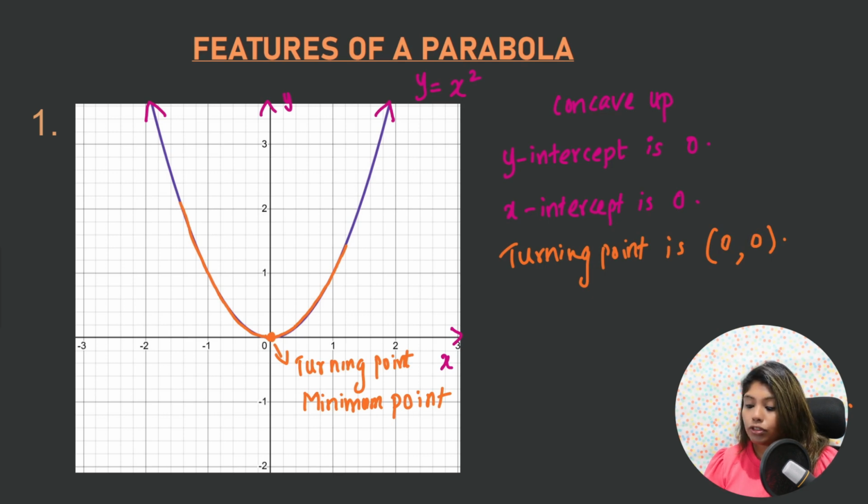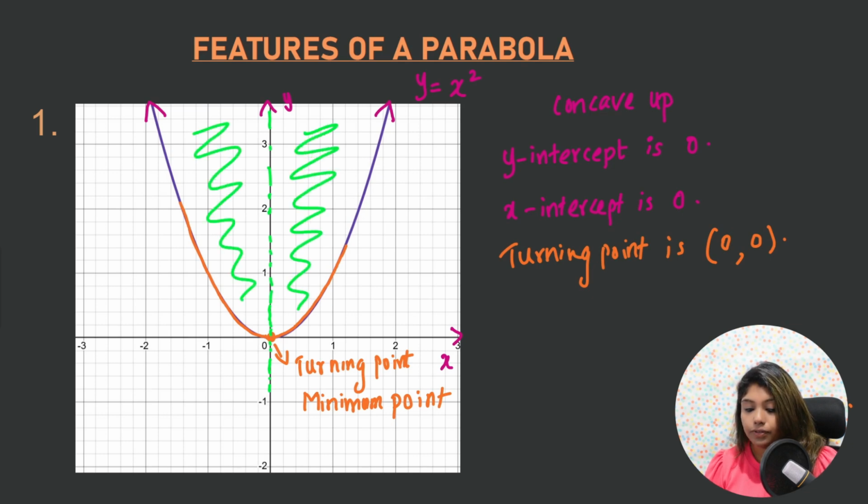Moving on to the fourth feature, which is one of the most important features as well. You can see that all these parabolas are symmetrical. So here you can see that this particular line in the middle, which is the vertical line, divides this parabola into two equal reflective halves. So this particular line has a name. The name of this line is basically called the axis of symmetry.